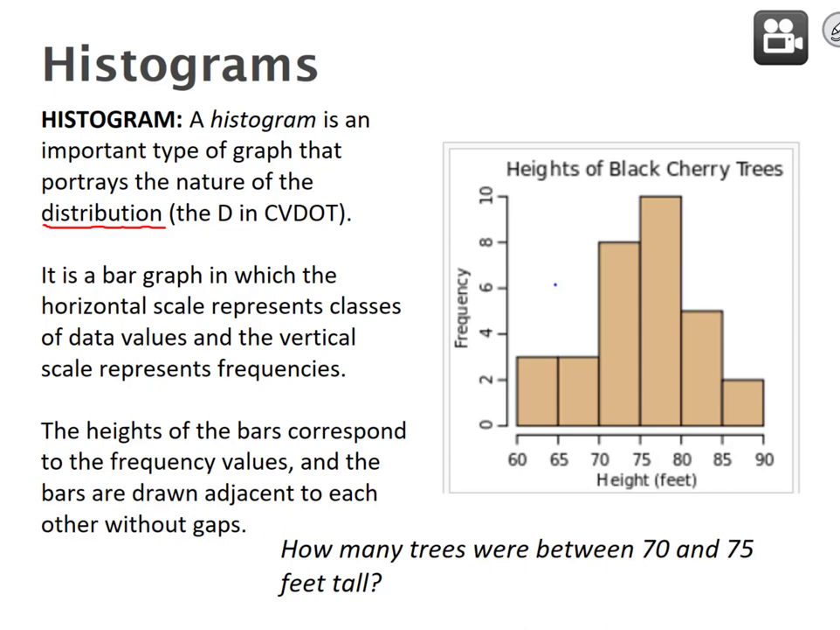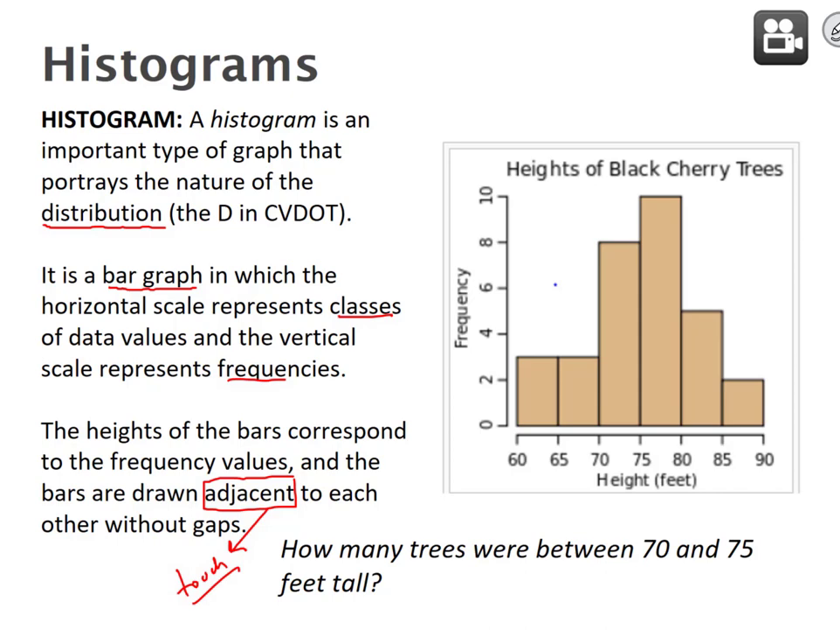A histogram is a bar graph in which the horizontal scale represents classes of data values and the vertical scale represents the frequencies. So, a simple bar graph like you've probably been doing since first grade, but the horizontal has to be numbers of classes, and then of course the vertical is also going to be numbers of frequencies. The heights of the bars correspond to the frequency values, and the bars are drawn adjacent to each other without gaps. This is the biggest difference between a regular bar graph, because adjacent, of course, means that they are touching.